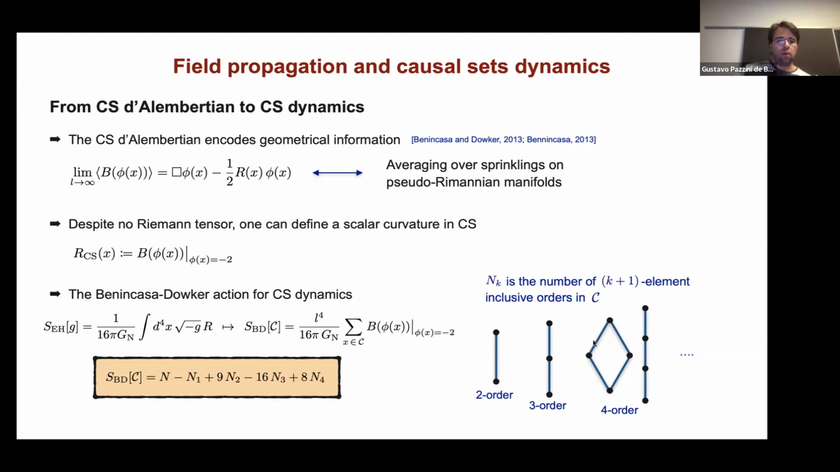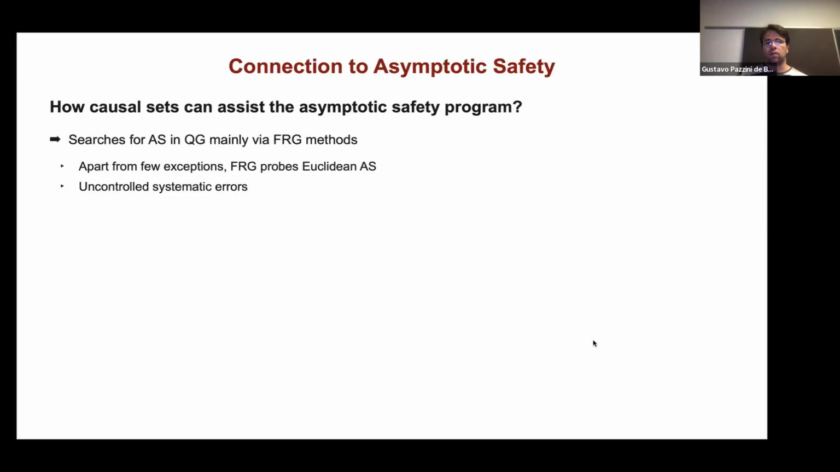Okay, so now we have an action for a causal set to describe the causal set dynamics. So what can we do about this? One thing that we can try to do is to connect this to asymptotic safety and use this to assist the asymptotic safety problem.